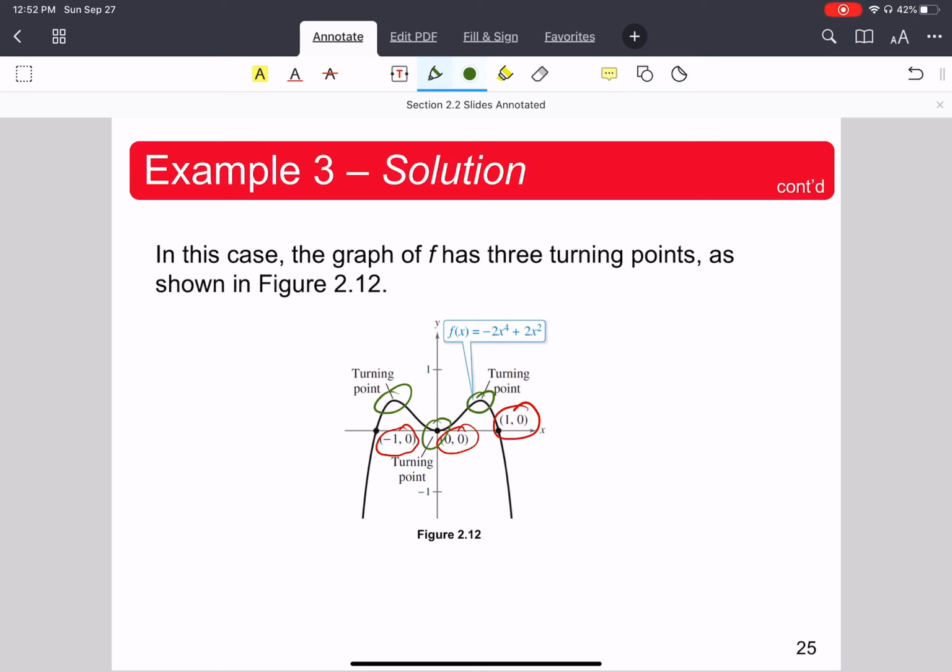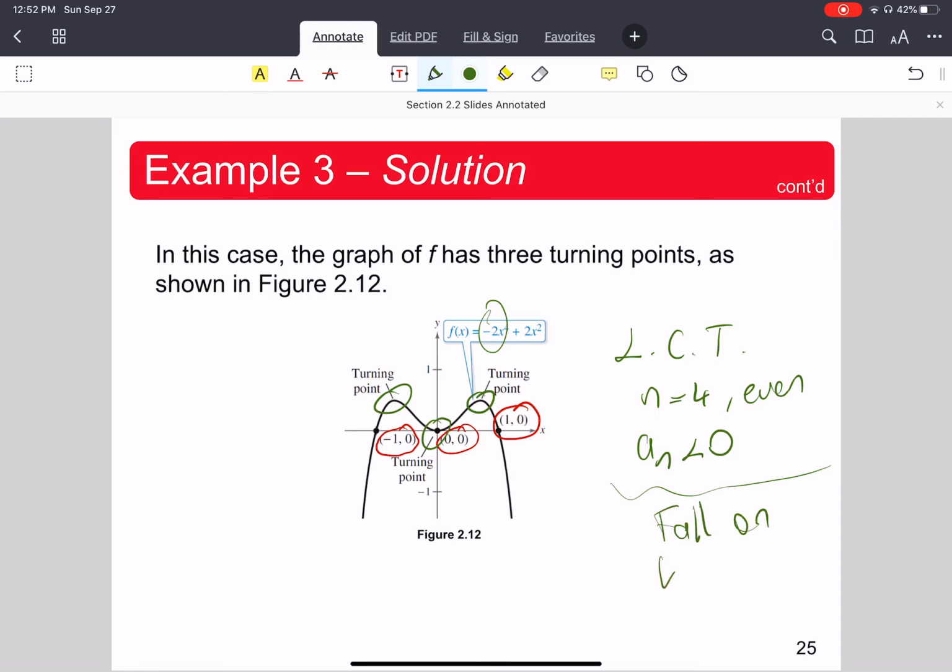Again, using the idea of zeros and turning points, we can determine what the function does. And then by the leading coefficient theorem, we can say what's going on at the ends. Because this function has degree 4, which is even, and because the leading coefficient is negative, negative 2, we can say this function should fall on both ends. That's what the theorem says. And we confirm that on the graph. You realize the function falls on both sides of the graph.